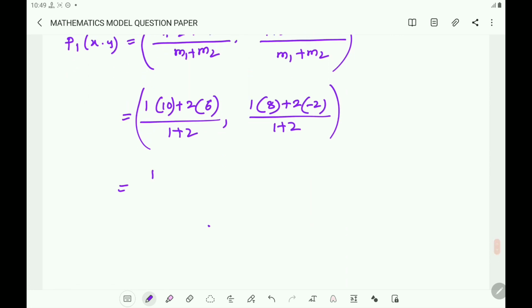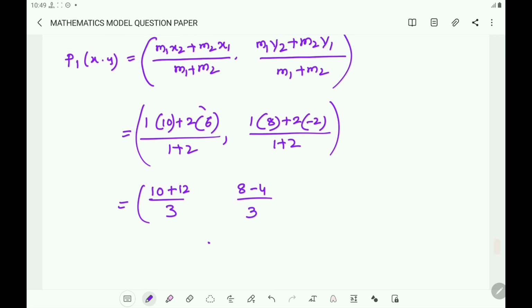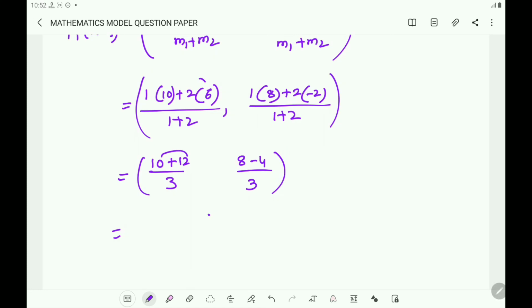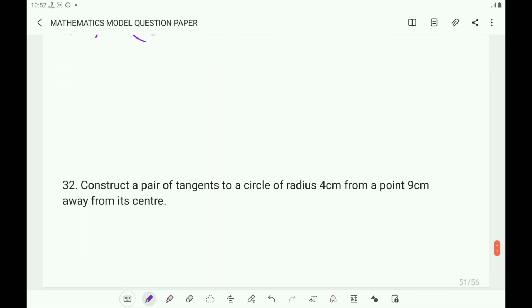That equals 1 into 10 is 10, 10 plus 12 (2 sixes are 12) by 3. Then 1 eight is 8 minus 4 by 3. It equals 10 plus 12, 10 plus 12 is 22 by 3. 8 minus 4 is 4 by 3. That is P1 (x, y). Coordinates of the trisecting point are 22 by 3 and 4 by 3. Now you take the next question.